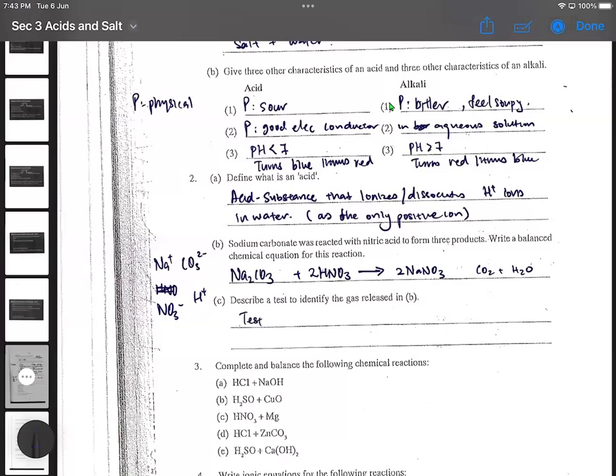Testing for carbon dioxide. We'll just say test the gas with lime water, also known as calcium hydroxide. So if there's CO2 present, a white precipitate forms. This white precipitate is calcium carbonate. Those in brackets, we don't need to write. I just want to show you what it is.